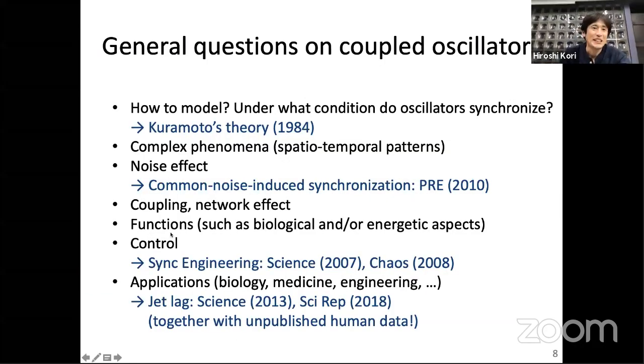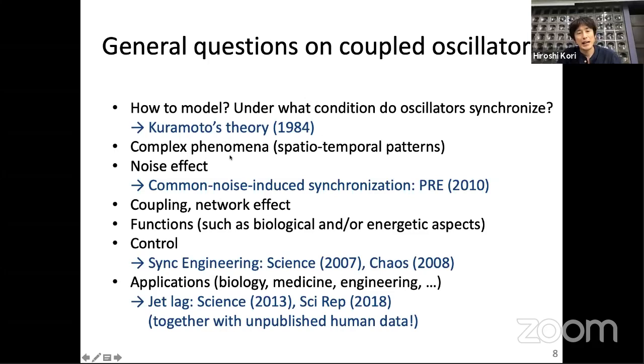Anyway, there are so many questions in synchronization, and here I list some general ones. One is how to model, and under what condition do oscillators synchronize? There are many complex phenomena in coupled oscillator systems, many types of spatial patterns, temporal patterns, or spatiotemporal turbulence, and so on. Also the noise effect on synchronization, the coupling network effect on synchronization, and what is the function of synchronization, such as biological or energetic aspects, and also how to control the synchronization dynamics.